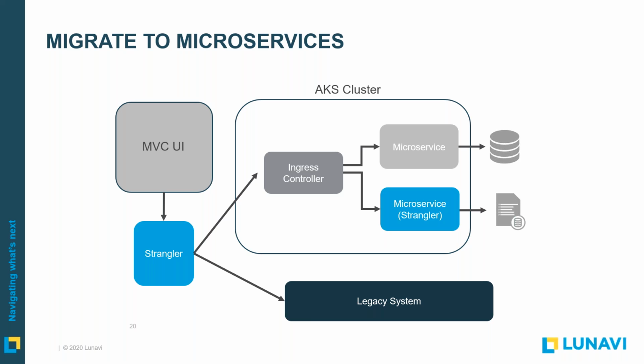This strangler piece can be located at different areas. It might not be right at the MVC level. Maybe it's at the beginning of the MVC site. But essentially, as we pull pieces out of the legacy system, we can rewrite those into microservices. And eventually, all that legacy system will be rewritten.